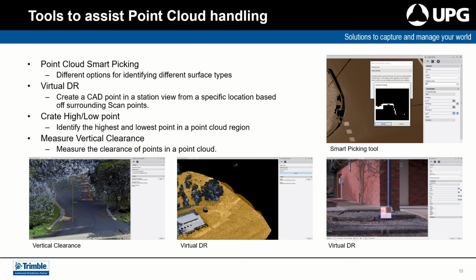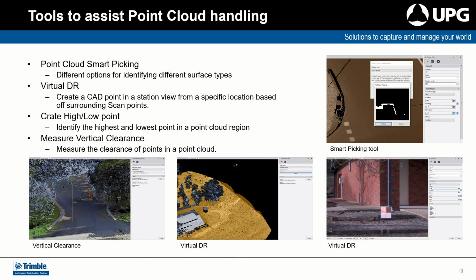There's also a tool that's create high-low, where if you select some scan data, it doesn't have to be from all the data. You could turn off regions and just select the ground, for example. Create high-low will identify the high and low point within the view and will return a high and a low point of that data. That can be saved as a CAD point within your project, or it can be just used as a general measurement tool.